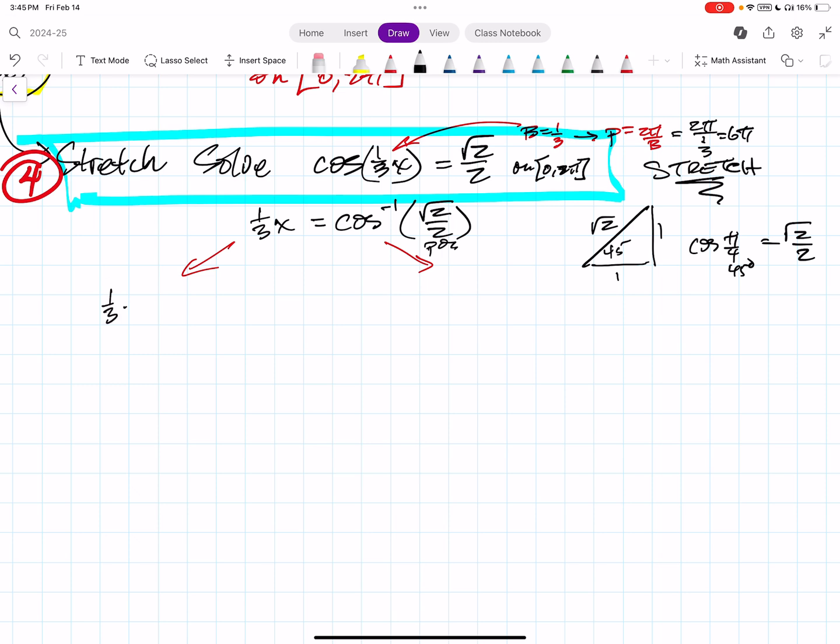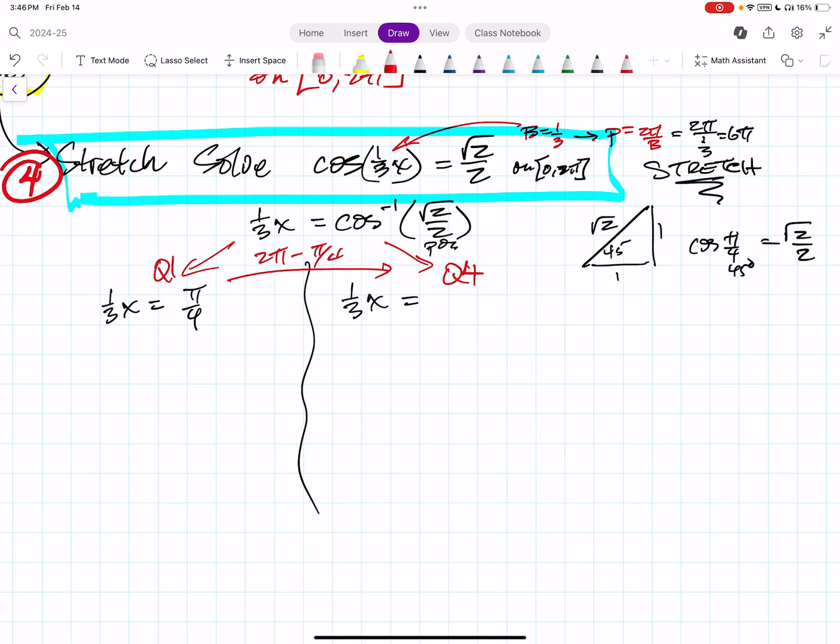So here I need to solve when 1/3 x is equal to pi fourths, which is your quadrant 1 angle. When is 1/3 x equal to the quadrant 4 angle? Cosine is positive in quadrant 1 and quadrant 4. How do you get from 1 to 4? Well, you take 2 pi minus pi fourths, and you get 7 pi fourths. There's your quadrant 4. Of course, you have to add multiples of the period, so I'm going to add 2 n pi to both.